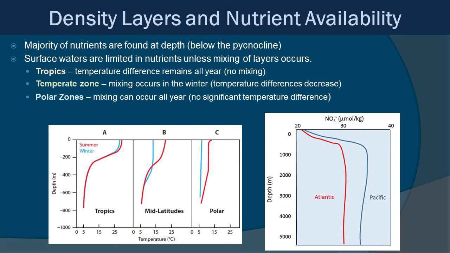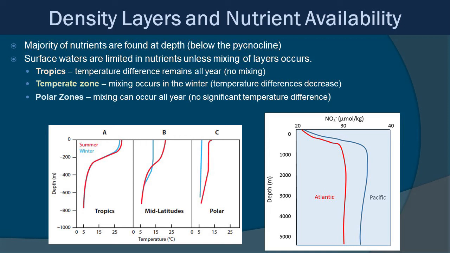The majority of nutrients are found at depth below the pycnocline, below that density difference, right? Now surface waters are limited in nutrients unless there's some sort of a mixing of these layers, and that is different depending on whether you're in the tropics, the temperate, or the polar regions. In the tropics, there's essentially a big difference in temperature between surface water and deep water all year long, and there's not much mixing, which is why in the tropics you tend to have low nutrient availability.